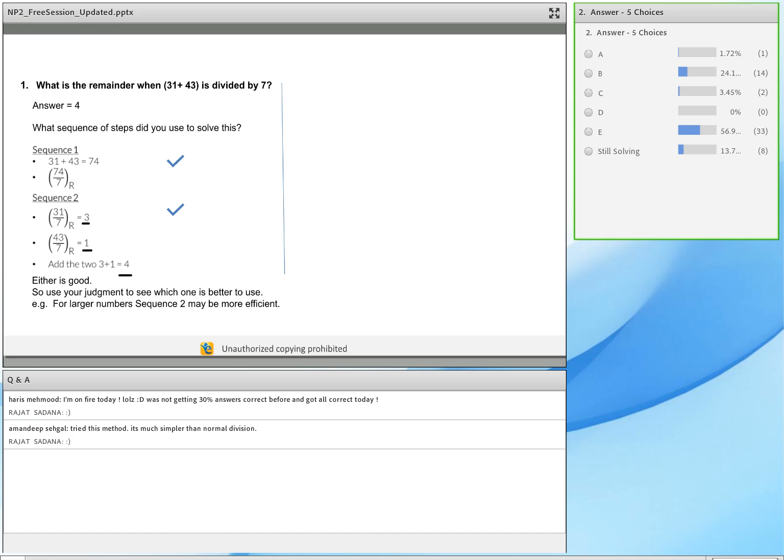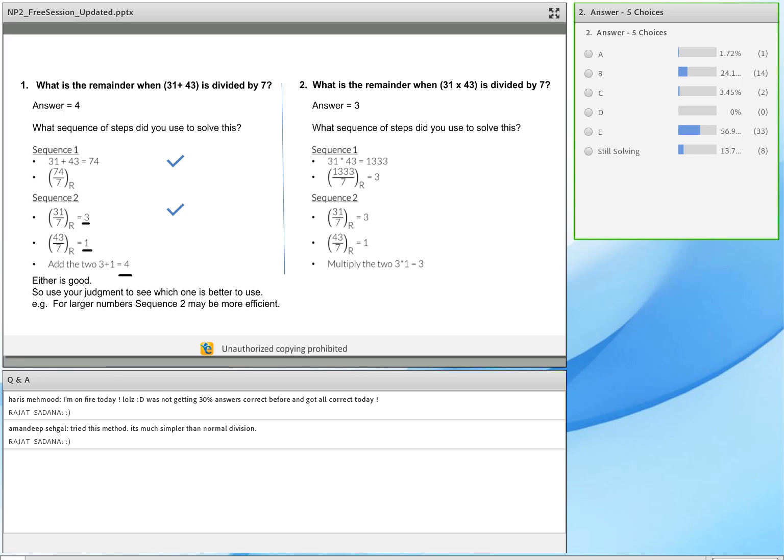I'm going to talk about multiplication of remainders. Let's say you get the question, what is the remainder when 31 multiplied by 43 is divided by 7? The answer is 3. Let's figure out how we go about doing this. Again, you can do the first step where you multiply these two, you get 1333, divide 1333 by 7, and essentially you get the remainder as 3.